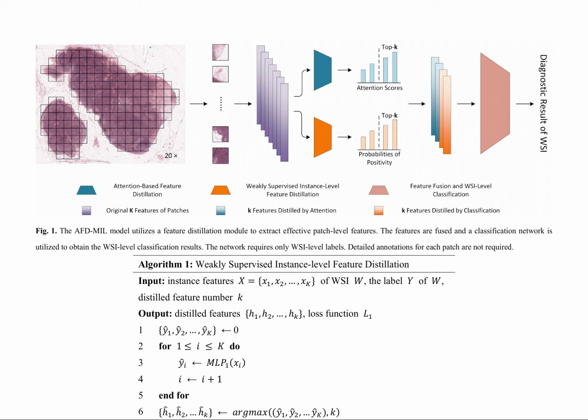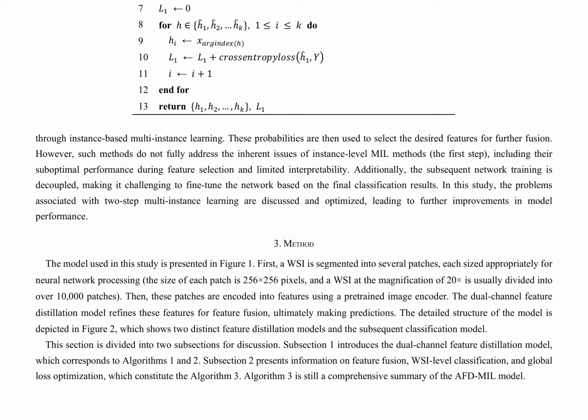The weakly supervised instance-level feature distillation process, shown in Figure 2a in Algorithm 1, begins with segmenting a WSI into patches and extracting features using a pre-trained image encoder. The model then uses these features to predict the probability of each patch being classified as positive. The top highest predicted probabilities are selected for further processing, and the loss is calculated based on the WSI level label. This process enables weakly supervised learning of the patch classification network.